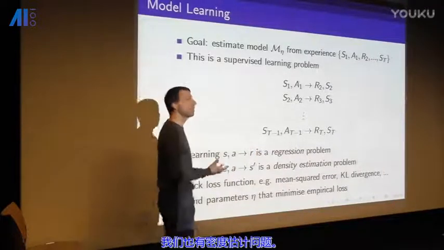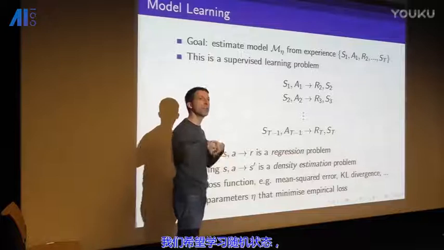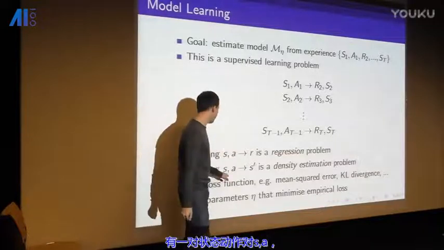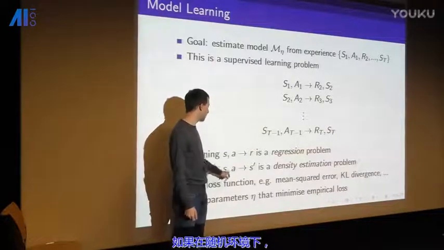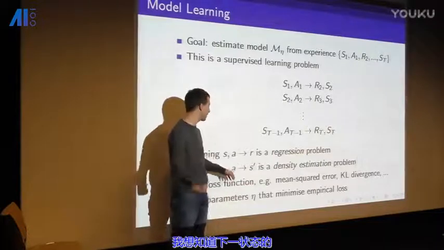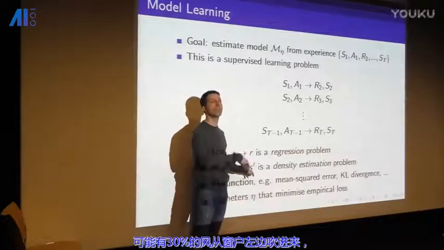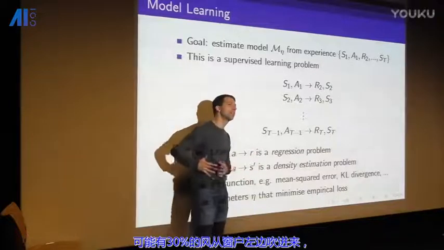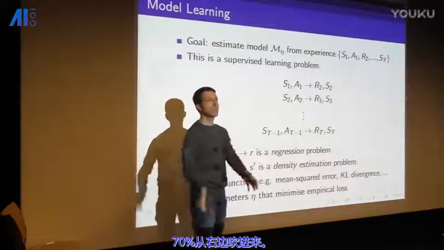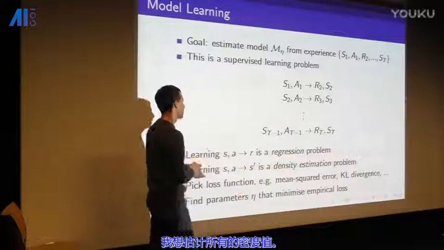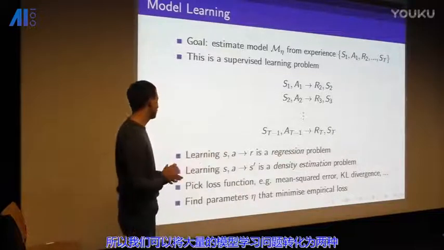But we've also got a density estimation problem. We're trying to learn something stochastic: if I'm in this state action pair S, A, in a stochastic environment, I want to learn the whole distribution over what next state I'll be in. Maybe there's a 30% probability the wind will blow me left, 70% probability the wind will blow me right, and I want to estimate this whole density.